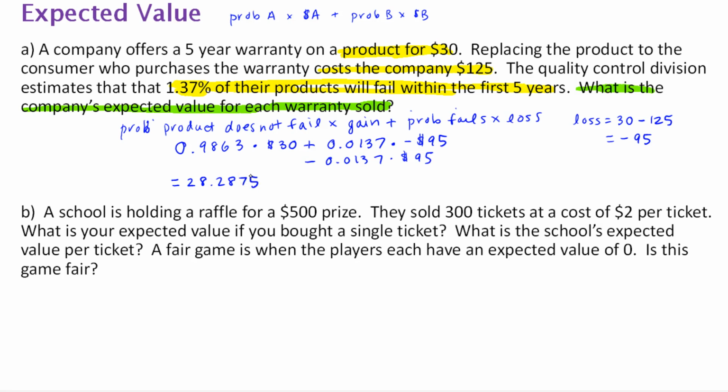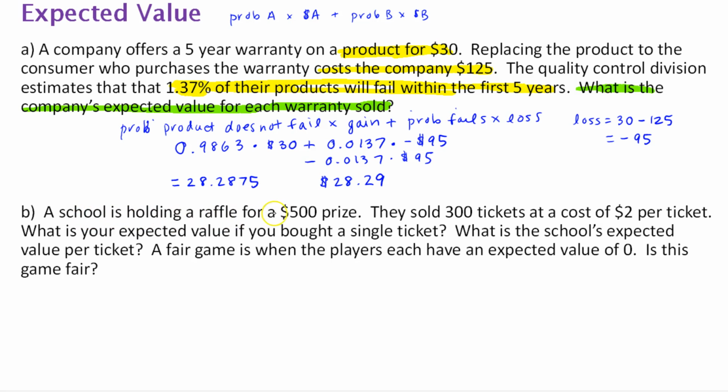Okay, and then since this is money, measured in dollars, we'll round to the nearest cent. So the company's expected value per warranty sold is $28.29. For every warranty they sell on average, this is how much they'll make. So this is why this is such a lucrative business. Okay, let's look at the next one.